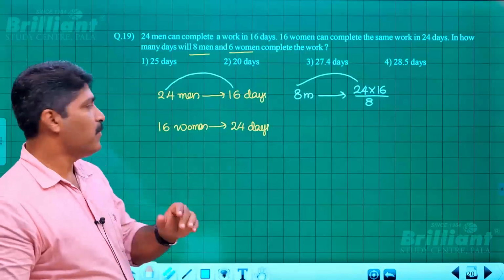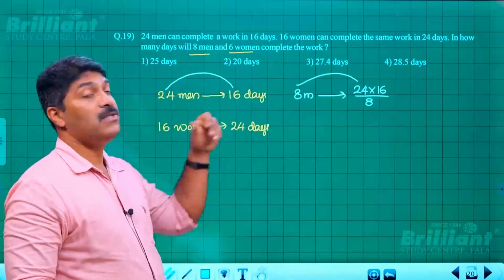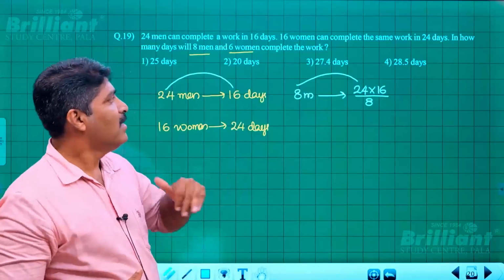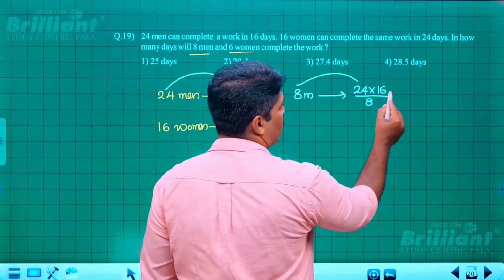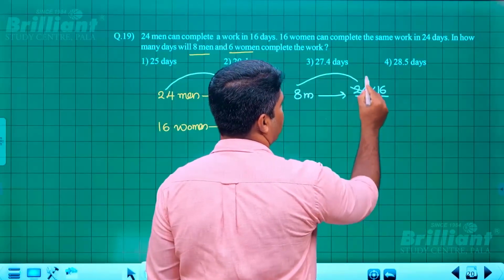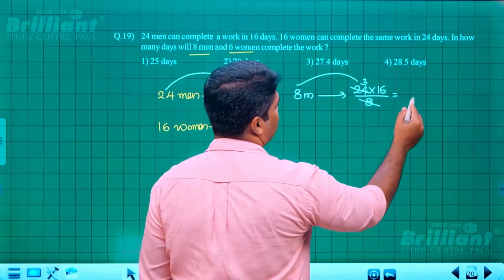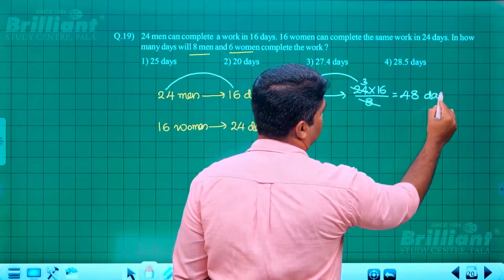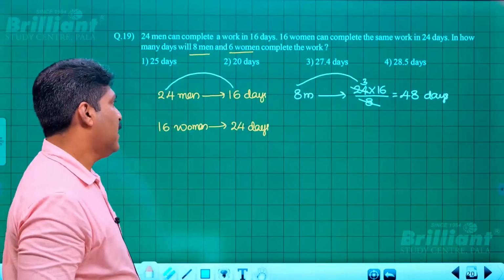There is another way also here. We know that 8 is 1/3 of 24. Just multiply 16 by 3. If we are reducing the efficiency to 1/3, just multiply the time by 3. So that's the same process here. While simplifying, this is 3 into 16, that is 48 days. Got it? That is 48 days.